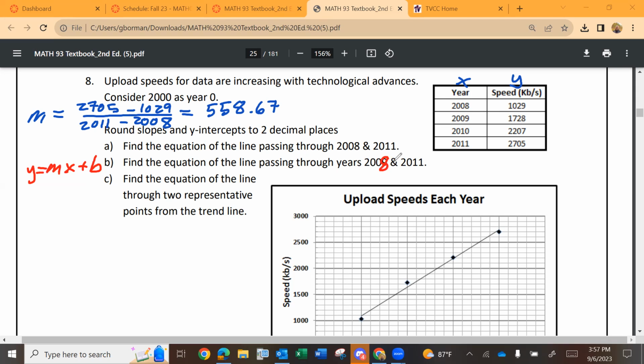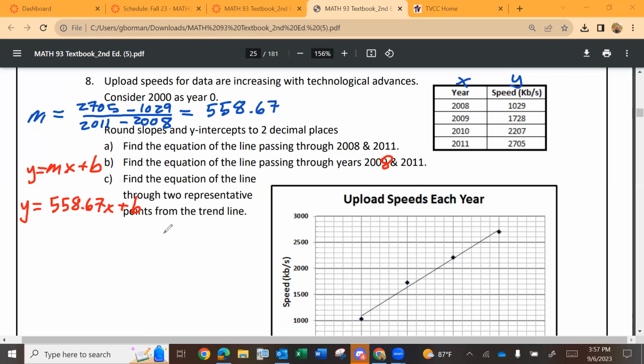Now, if it said 2008 and 2011, we'd already have the slope. In fact, just to save time, I'm just going to use that. But the way it's written, you'd have to go find the slope again using these 2 points here. But I'm just going to pretend it's 2008. So we're looking for the slope and the y-intercept. Well, we already know the slope, 558.67. Now we just have to find the y-intercept b.